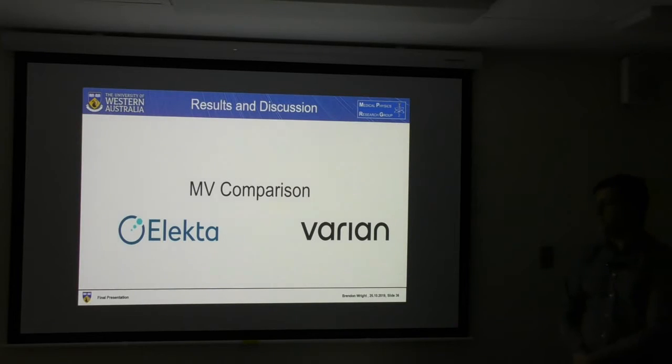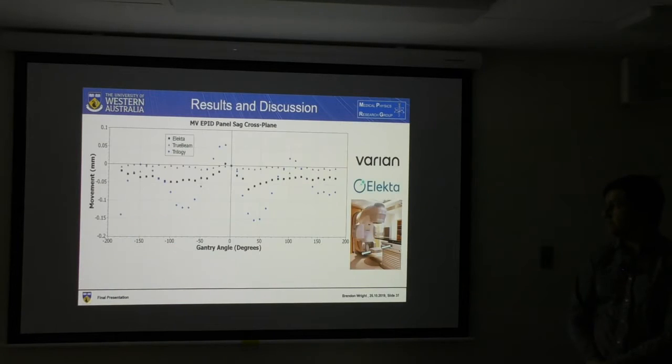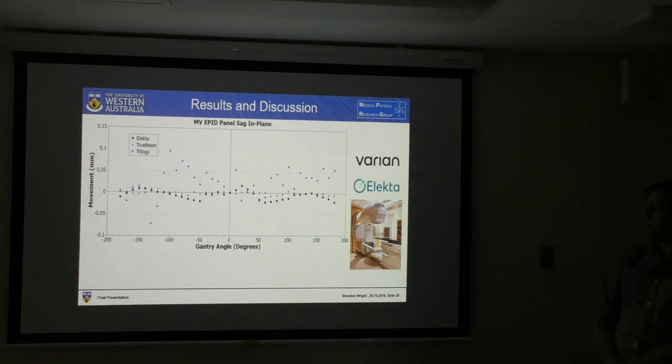Next, a comparison was done between the Trilogy, TrueBeam, and the Elekta linear accelerators. For the panel sag in the cross-plane direction, it's worth noting that the Trilogy was the least accurate of the three, with the TrueBeam the most accurate. There is a trend for all three data sets, however, the trend is not the same for all three, and the overall movement encountered was only of the order of about 2.2 millimeters at worst. For the panel sag in the in-plane direction, once again this is the same case. The TrueBeam is the most accurate of the three, and the Elekta was the least accurate of the three.